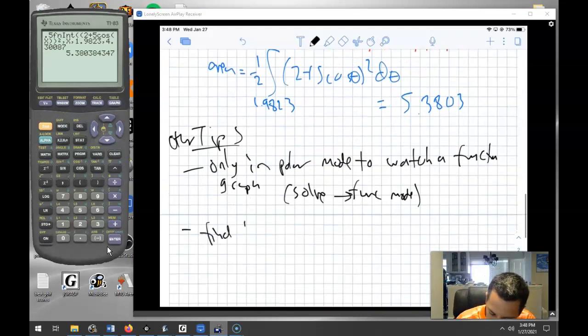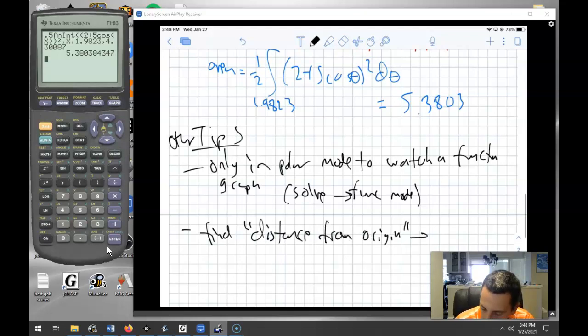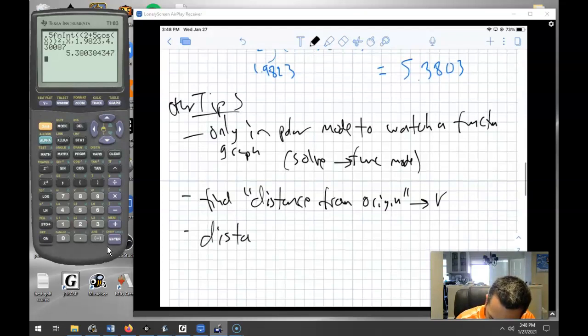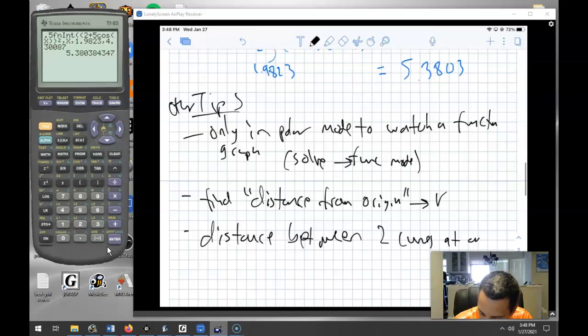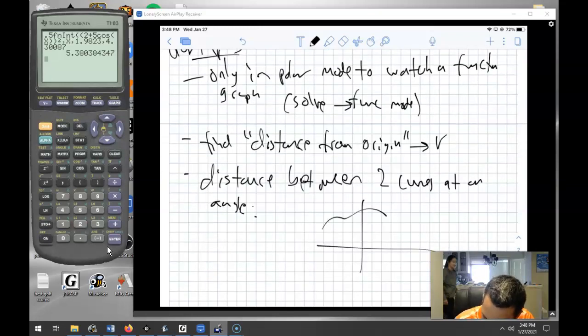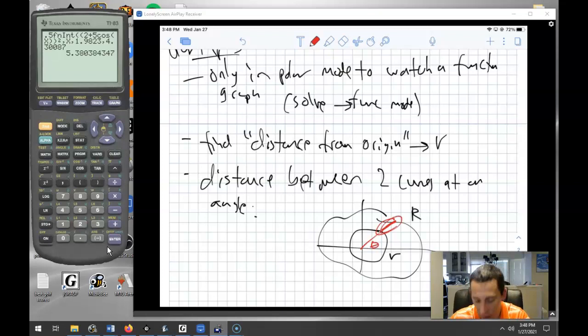If you ever have a problem that says find a distance from the origin, anytime something is talking about a distance from the origin, remember they're just talking about r, the radius. That's the value they're looking for. And if they ever ask for a distance between two curves at an angle, you're going to see this on some of the review problems: you have some outer curve, big R, and some inner curve, inner r. If you're trying to find the distance between them at some angle theta, that's just the outer radius minus the inner radius.